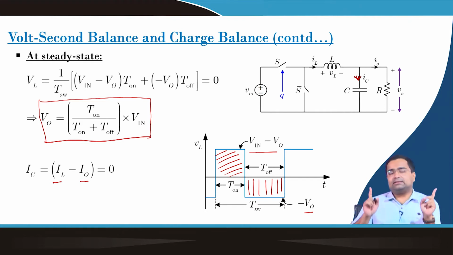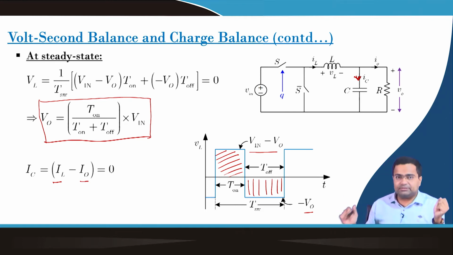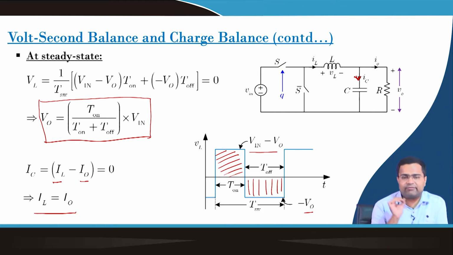So, at steady state, the rate of change of charge in the capacitor over a periodic cycle must be 0. Otherwise, if there is any positive charge that keeps on building, then the capacitor voltage will keep on increasing, and that is not permissible. So, that must be 0, and which leads to the average inductor current in this case being equal to the average load current.